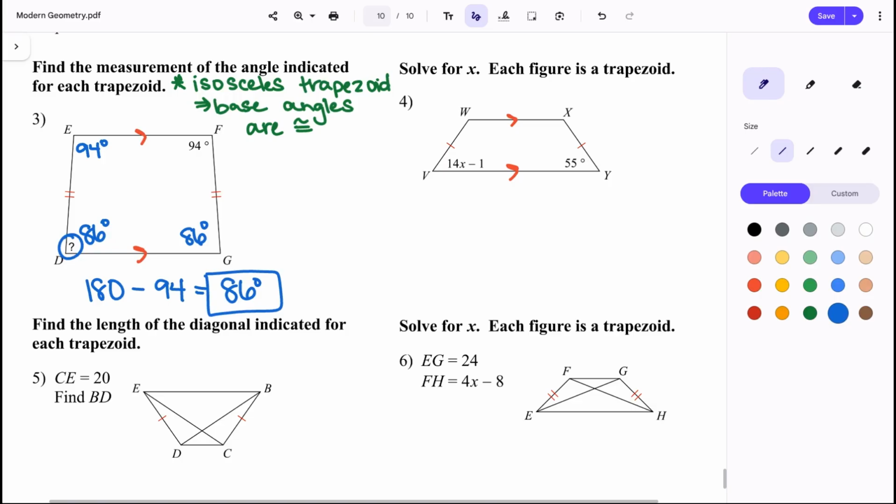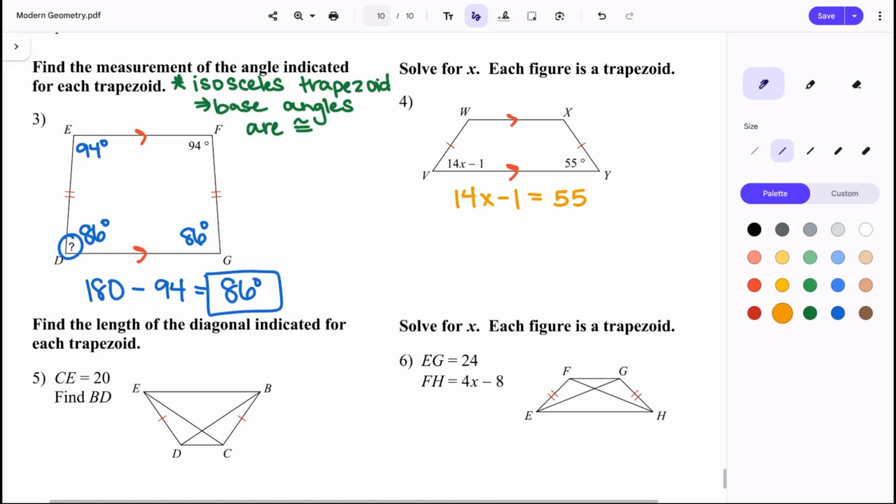Okay, so now if you look at number 4, we're still dealing with an isosceles trapezoid. What's the relationship between angle V and angle Y that they have marked there? They're congruent because they're the base angles. They're across from those dashes. Just like W and X on the top, those would be the other pair of base angles and they would be congruent too. So how should I set this up to solve for x? I should set them equal to each other.